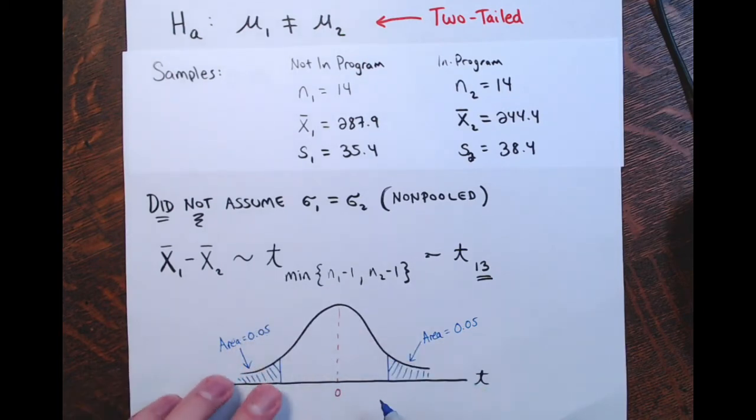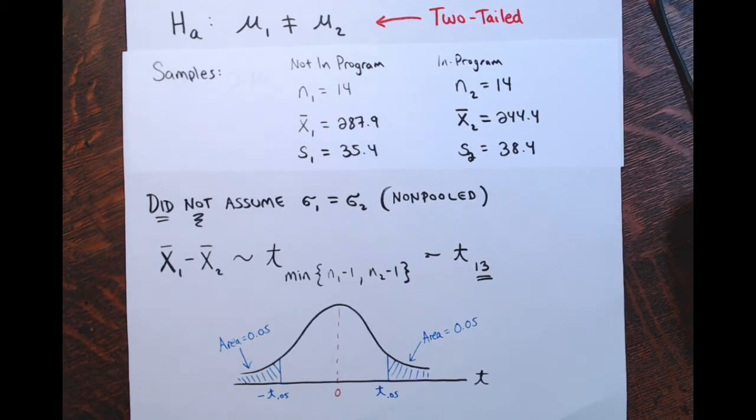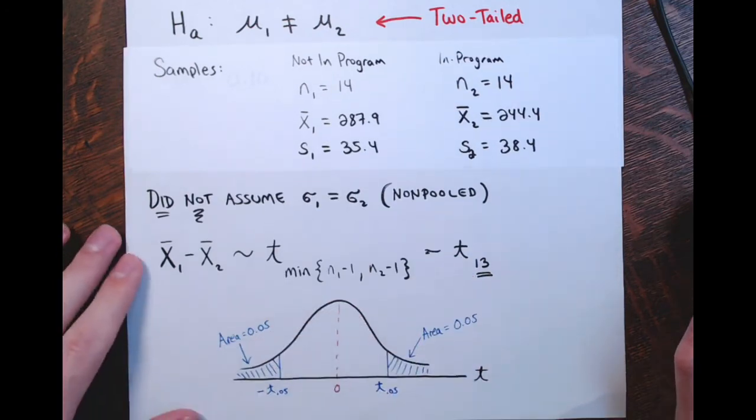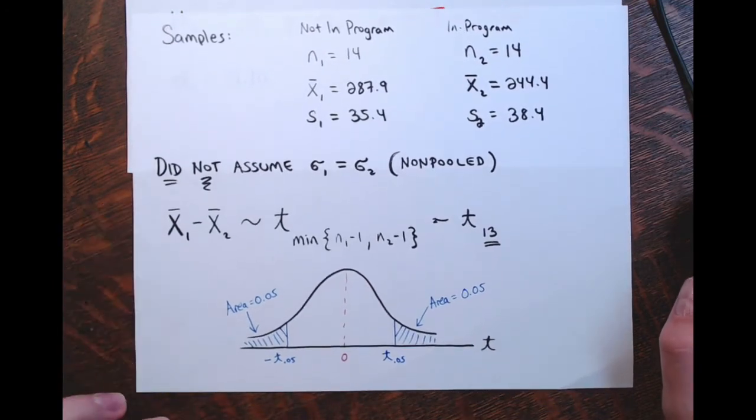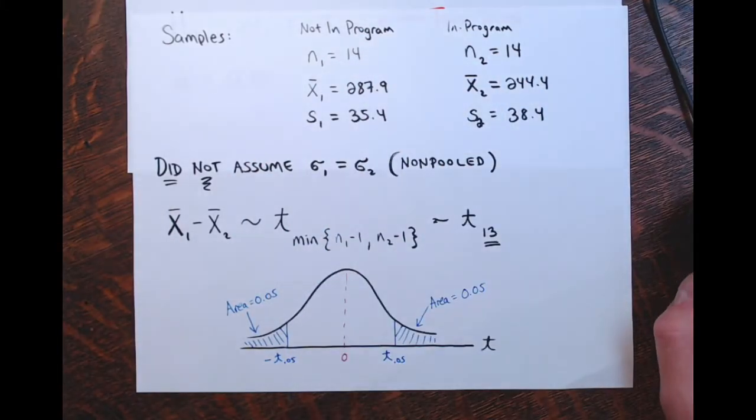So we're looking for the t-score with an area of 5% above it, and then the opposite of that, for our critical values. These I can find using a calculator or a table, and I'm just going to use the table that they provided. So I'm in a t distribution here with 13 degrees of freedom, right? It came from this non-pooled, smaller of 13 and 13 degrees of freedom.